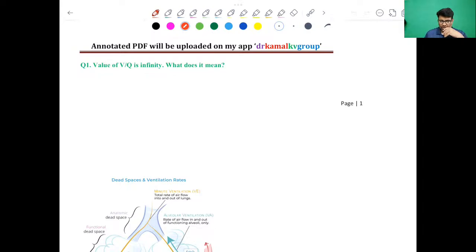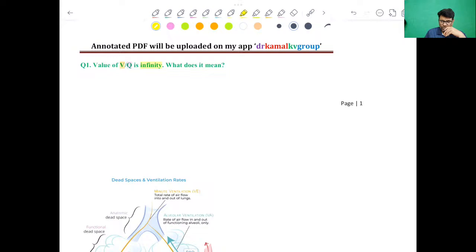Okay, fine. So we can start the session, and I have tried to compile a few good MCQs, and especially keeping the current trend in mind, right? So the very first question is like value of V upon Q is infinity.